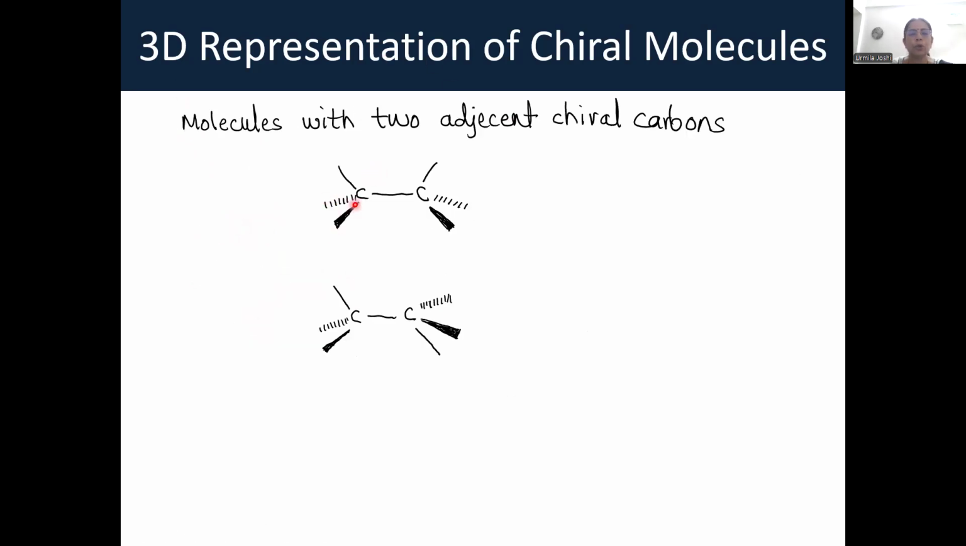When we understand that, if there are molecules with two adjacent chiral carbons, this is the representation. More about this we will see in conformations, but this is the representation where the tripod stand is facing your left. This is the vertical line, and here the tripod stand is facing to your right, and the same vertical line is shared.